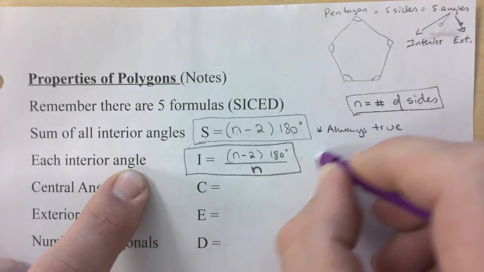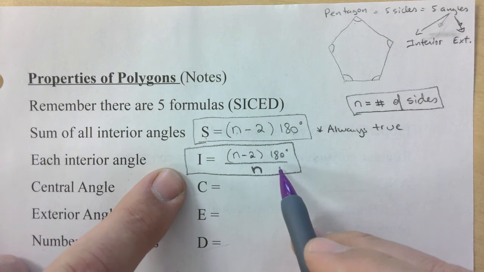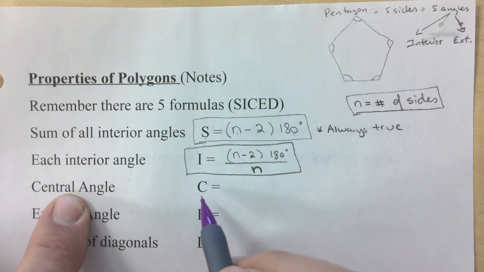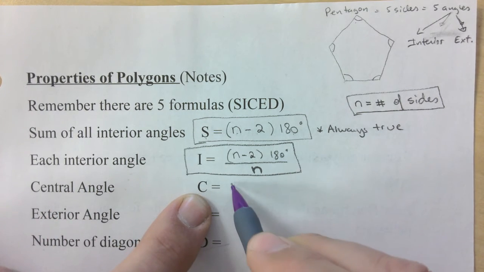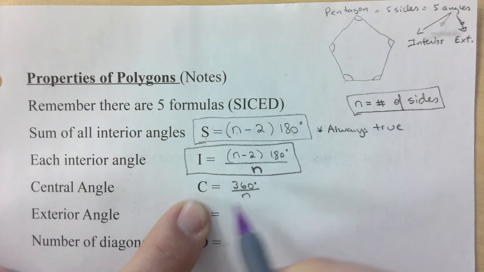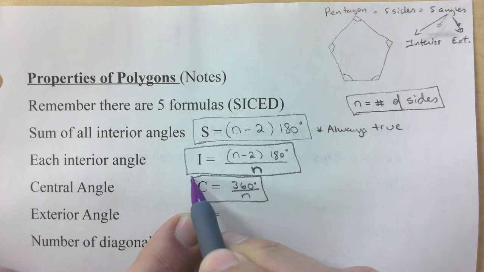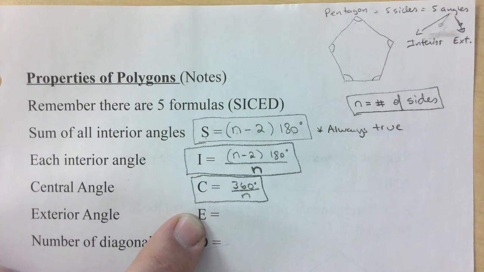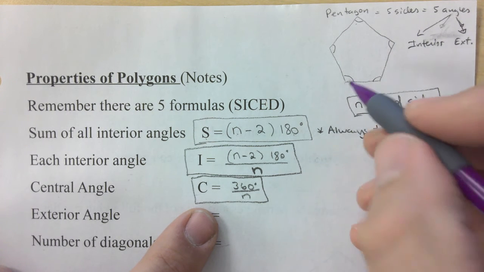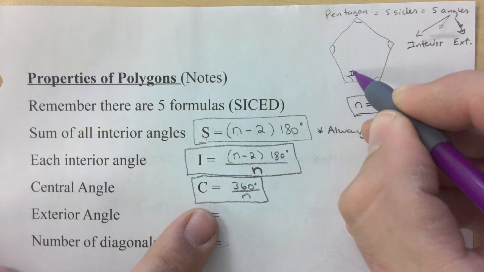I'll add this later. It makes more sense. So this is how you find each individual interior angle. Central angle is simply going to be 360 divided by the number of sides. That one is easy. What's a central angle? So this would be an I here. That's the interior angle.